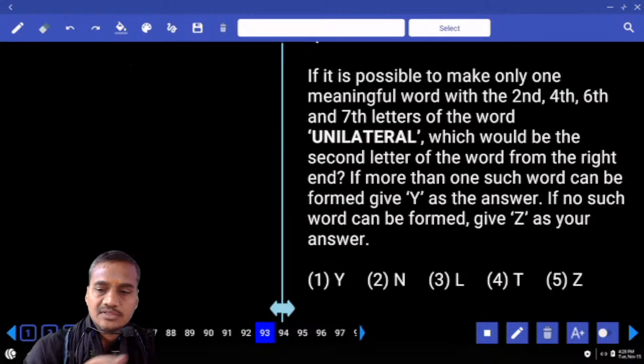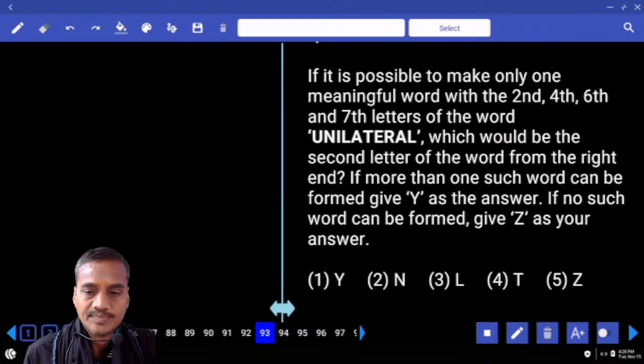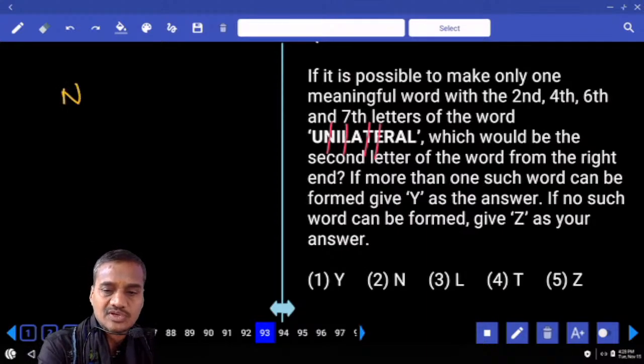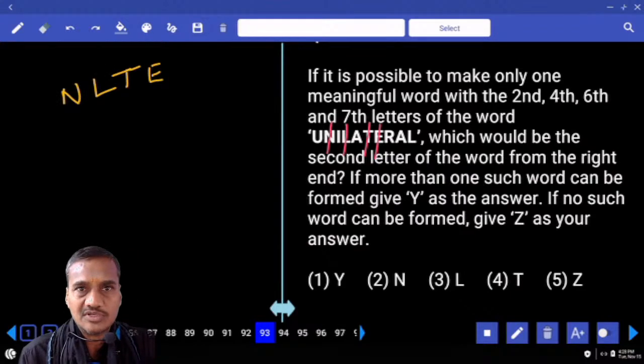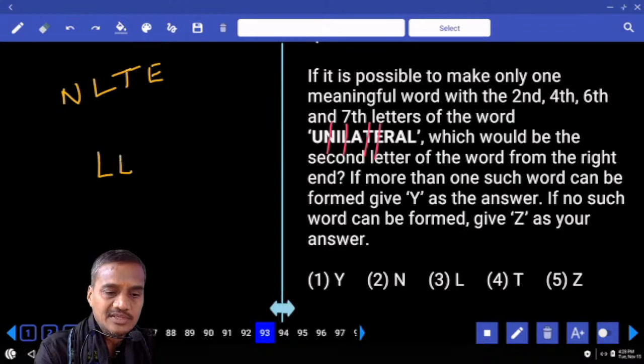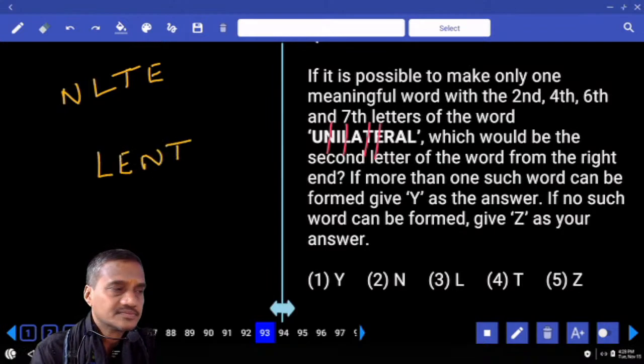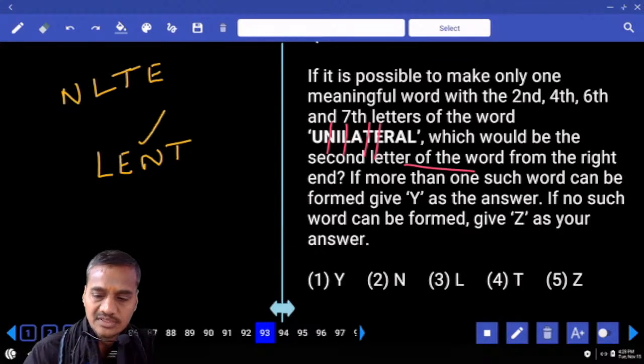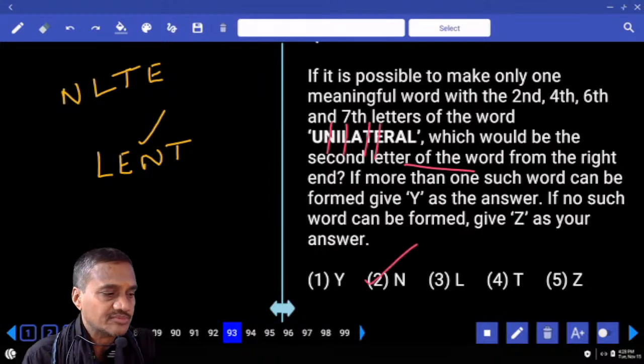Then 93, now it is based on word formation. If it is possible to make only one meaningful word with the 2nd, 4th, 6th and 7th letters. What are the letters we have? N, L, T, E. Now with the help of these 4 letters, what is the word that can be formed? L, E, N, T, lent. Isn't it? Lent is the word we have. And the second letter of the word from the right hand side is what? N. N, that is given in choice 2, question number 93.